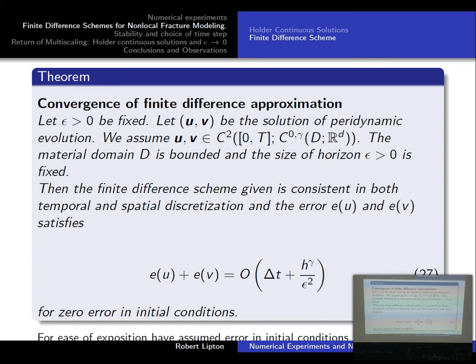Okay, but this is a theorem. Assume that it is in C2, it's Holder. Then the size of the horizon is fixed. Then for H less than epsilon, we have that the difference scheme is consistent in both time and space discretizations, and that the sum of the errors actually goes to zero at speed with the time step. And here, H is the spatial discretization raised to the power gamma, where gamma is the Holder exponent, and that goes between 0 and 1 inclusive. And here we see that it has to be less than the square of the horizon. Okay? So we demand that for Holder continuous solutions.